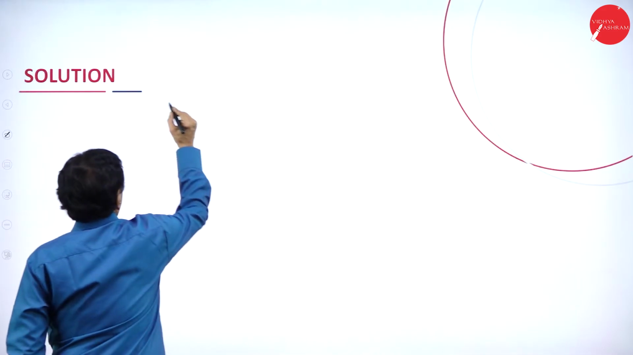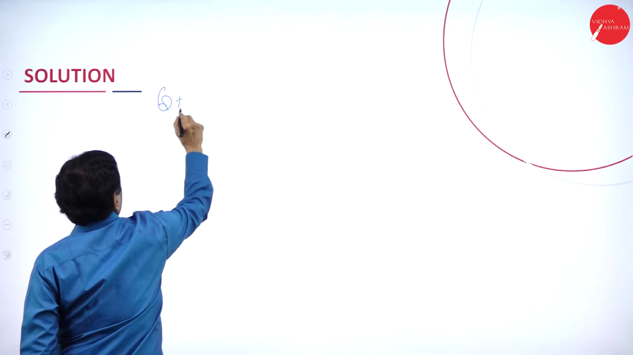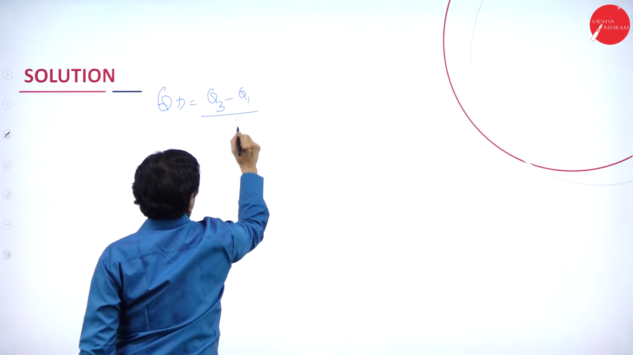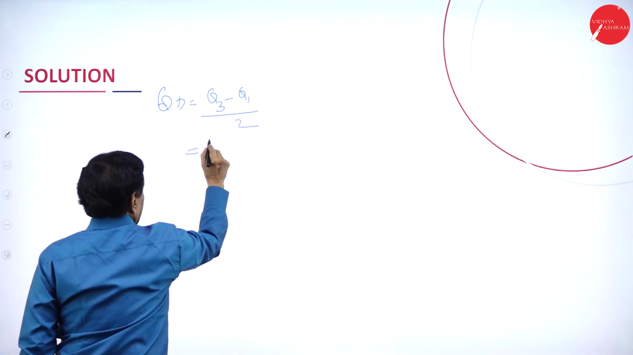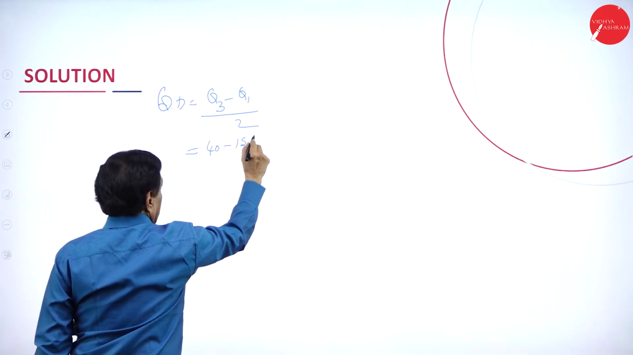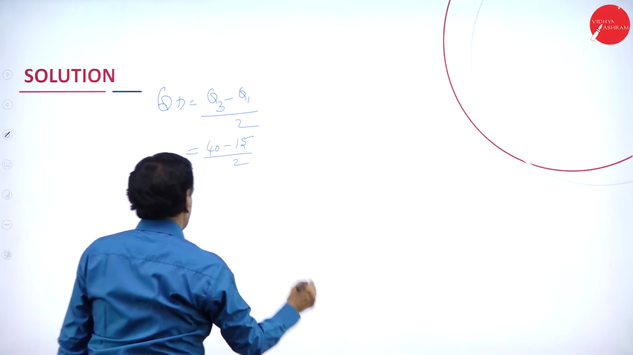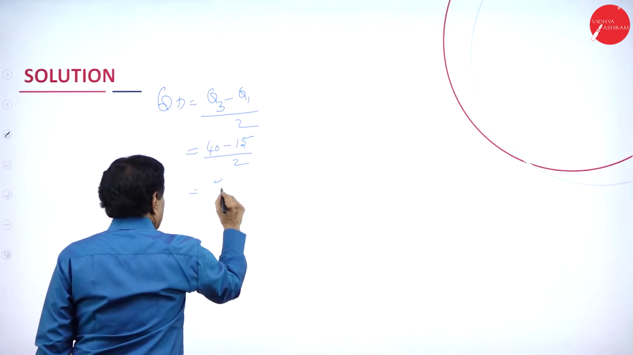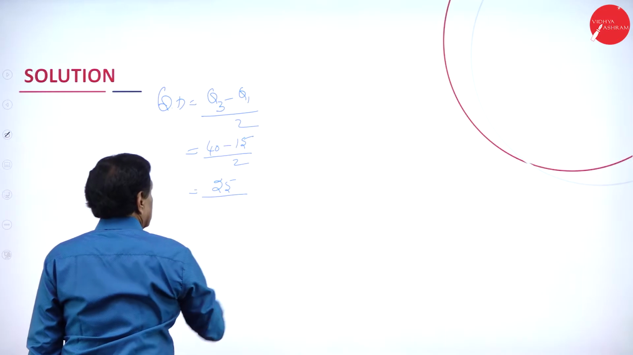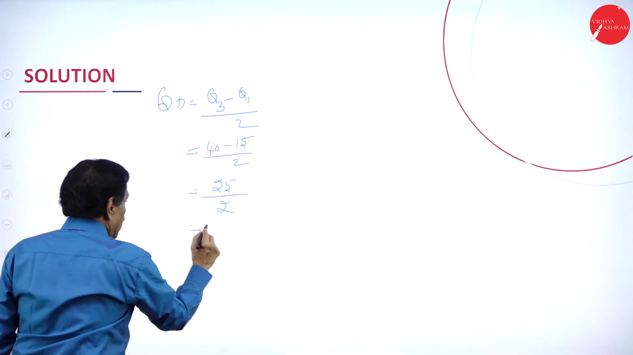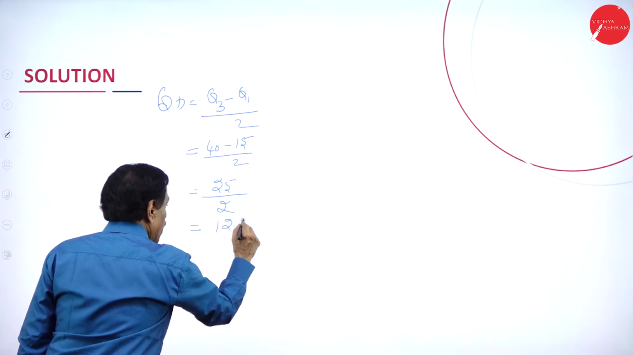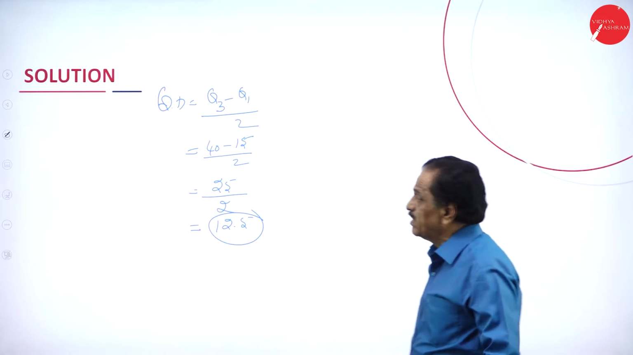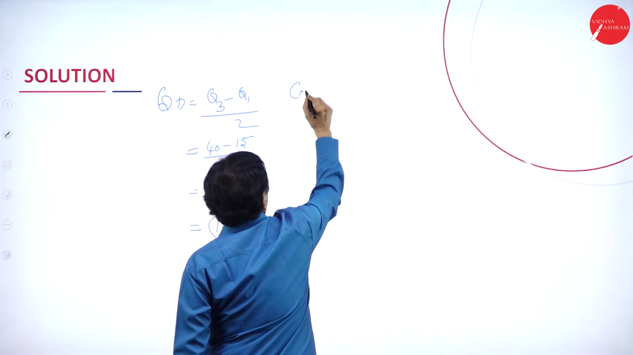Now, quartile deviation is equal to (Q3 minus Q1) divided by 2. What is Q3? (40 minus 15) divided by 2. The difference, 40 minus 15, is 25, divided by 2. Two twelves are 24, so it is 12.5. So 12.5 is the quartile deviation.